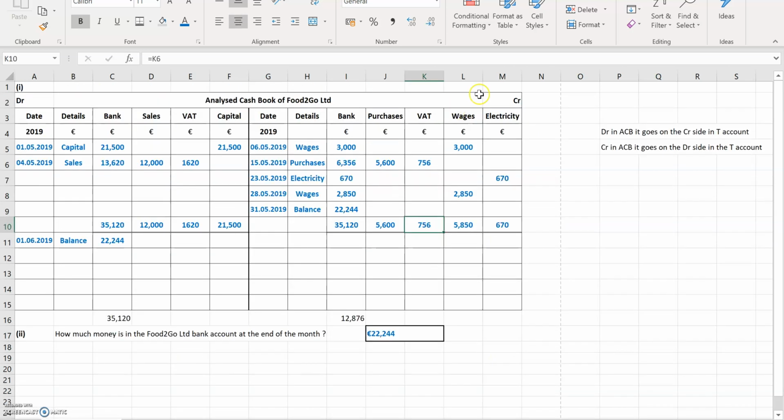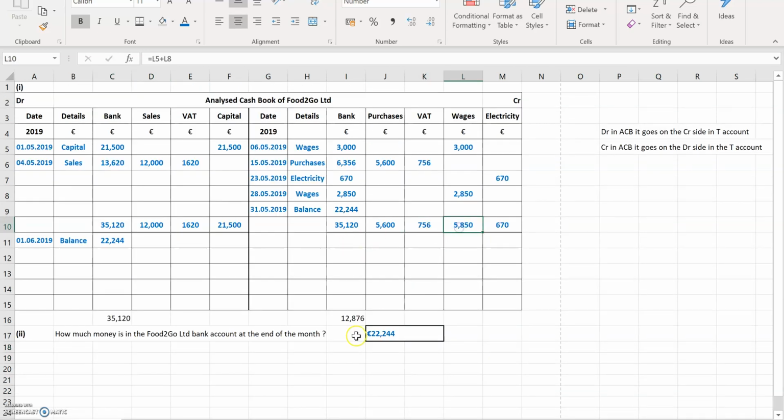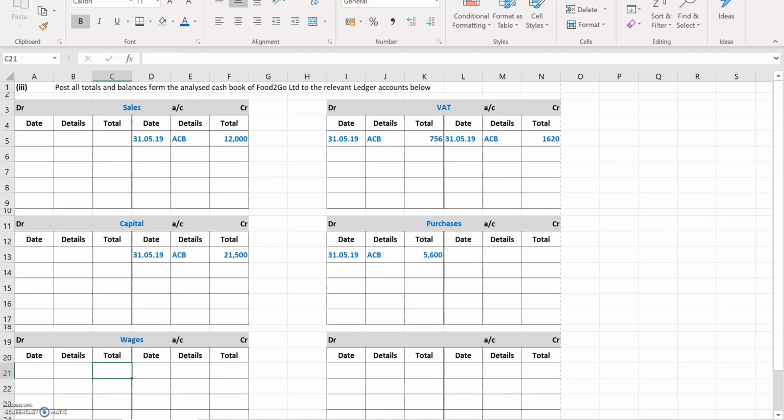So the analyzed cash book again, wages 5,850. It's on the credit side, so it goes on the debit side in the ledgers. So wages, it's going to go on the debit side, and the total is 5,850.